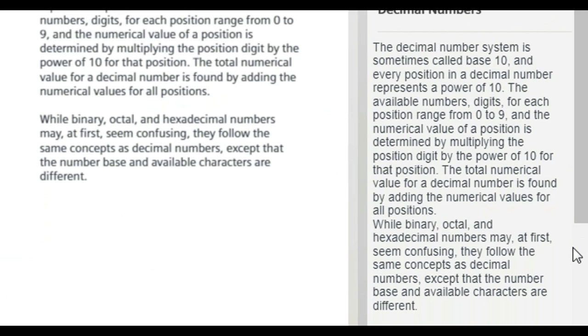While binary, octal, and hexadecimal numbers may at first seem confusing, they follow the same concepts as decimal numbers, except that the number base and available characters are different.